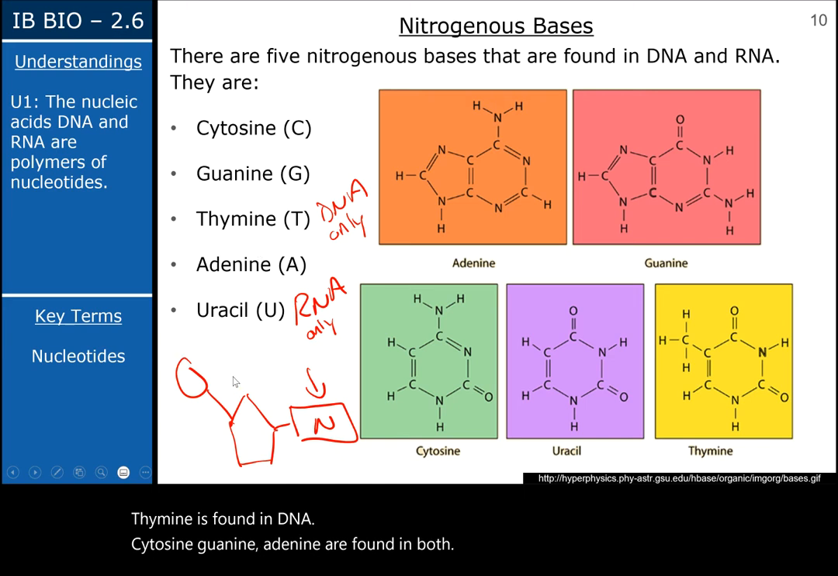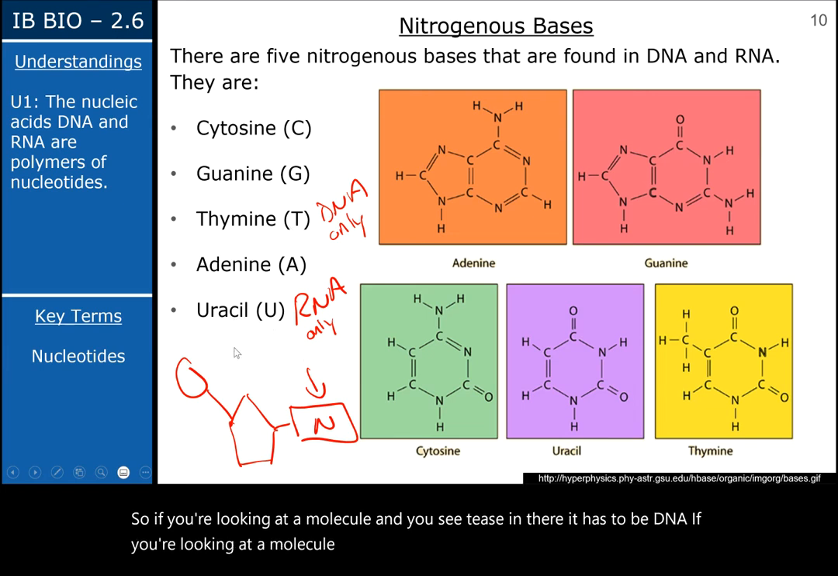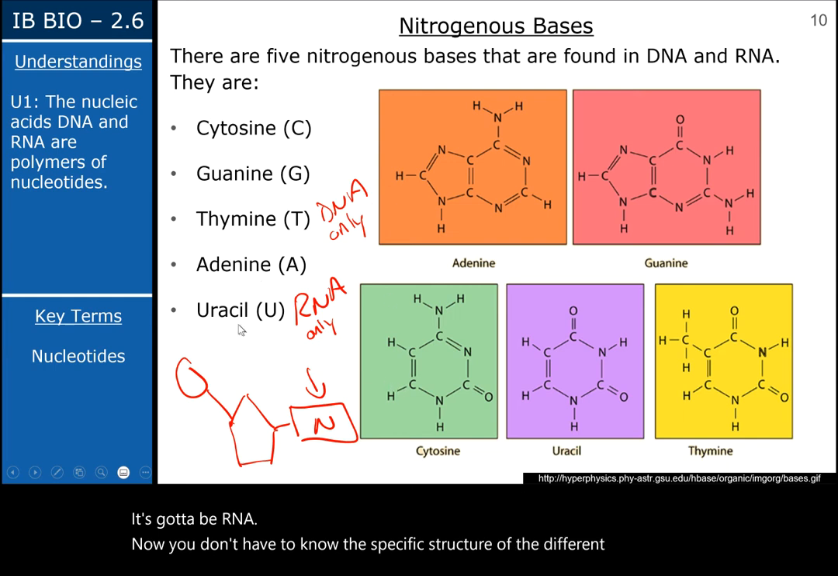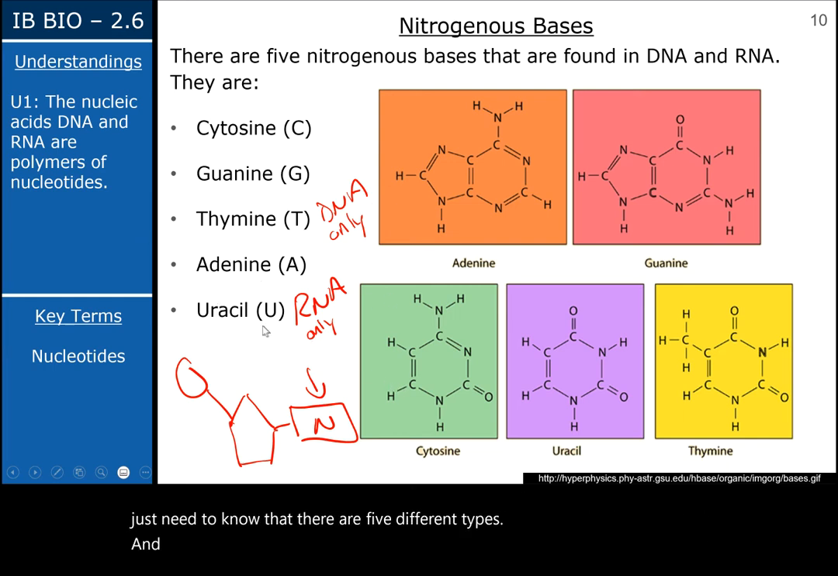So if you're looking at a molecule and you see T's in there, you know it has to be DNA. If you're looking at a molecule and you see U's in there, you know it's got to be RNA. Now, you don't have to know the specific structure of the different bases. You just need to know that there are 5 different types and that thymine is only in DNA, uracil is only in RNA, and the other 3 are in both.